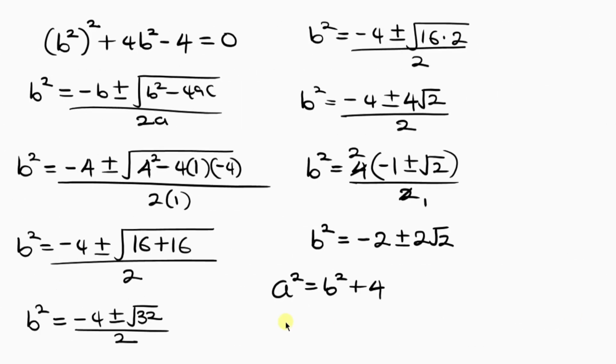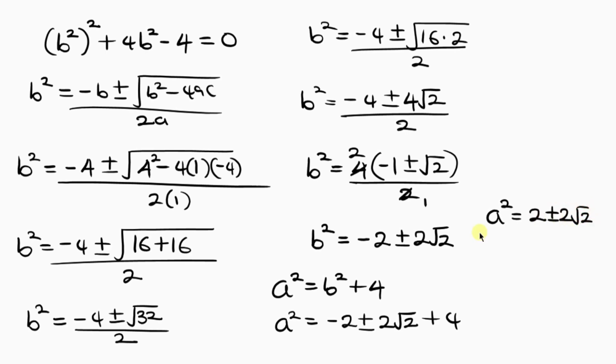So let's continue. In order for us to get our a squared, we'll say a squared will be equal to b squared plus 4. And what is our b squared? We have it to be negative 2 plus or minus 2 root 2. Now plus 4. Negative 2 plus 4 is going to give us 2. So a squared will be equal to 2 plus or minus 2 root 2. So I've got a squared and I've also got b squared. So now let's go ahead and sum them up.